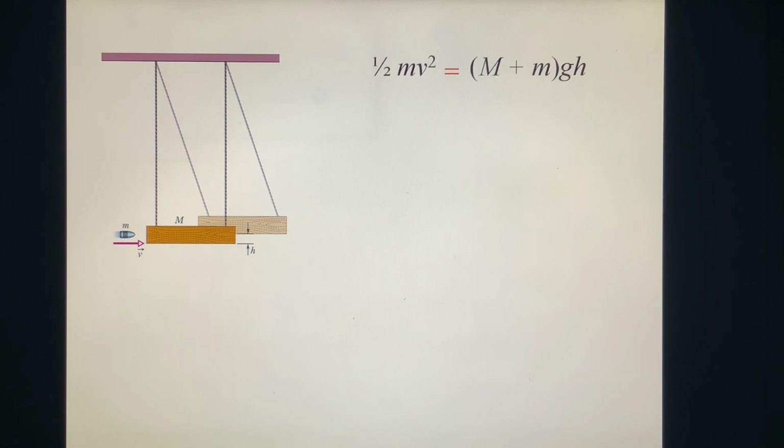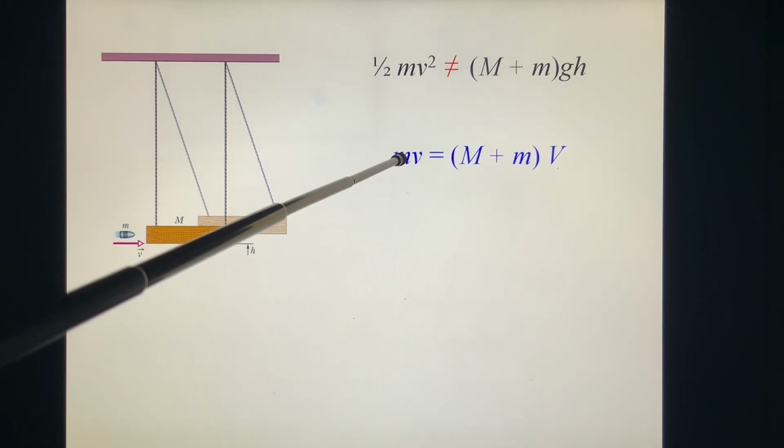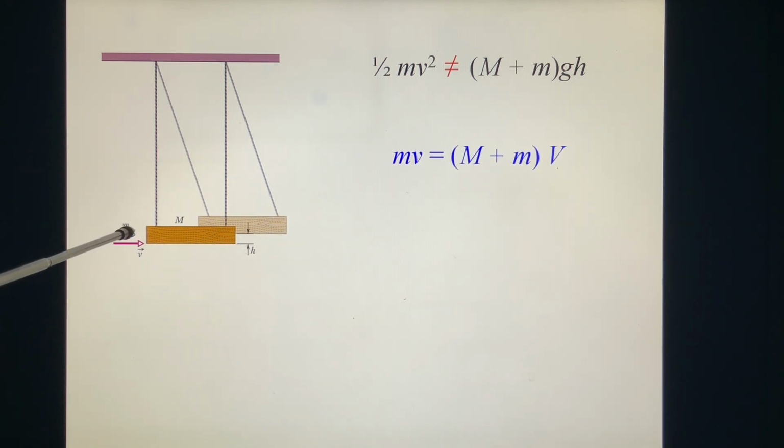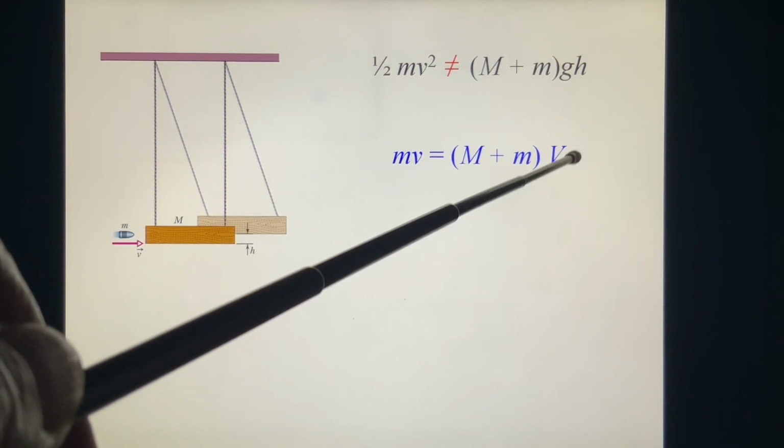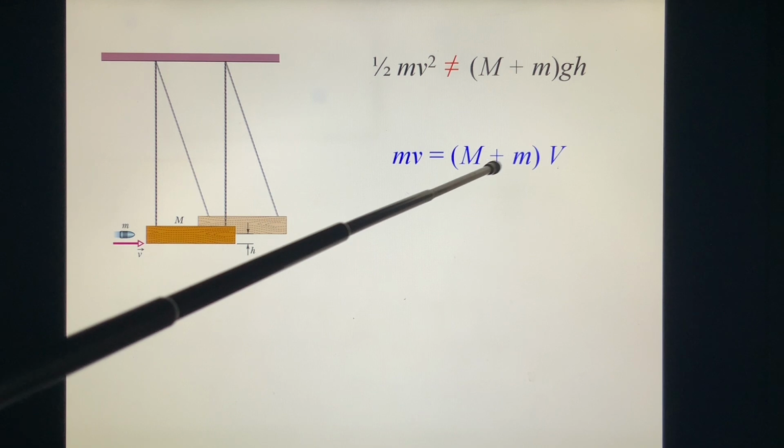Then what we do is, linear momentum is conserved, because for this two-body system the external force is zero, right? So the linear momentum is conserved. Before, the linear momentum is m v. After they move together, it is (m plus M) V. This is the linear momentum equation.